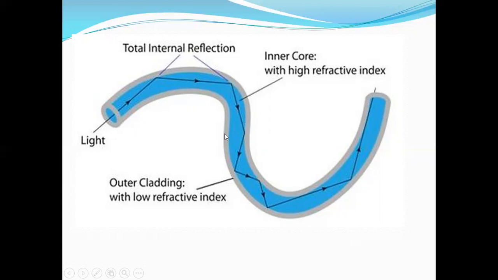This optical fiber consists of two layers. Outer layer is called cladding. It has low refractive index, and the inner layer is called the core. This inner side is called core, and it has high refractive index.